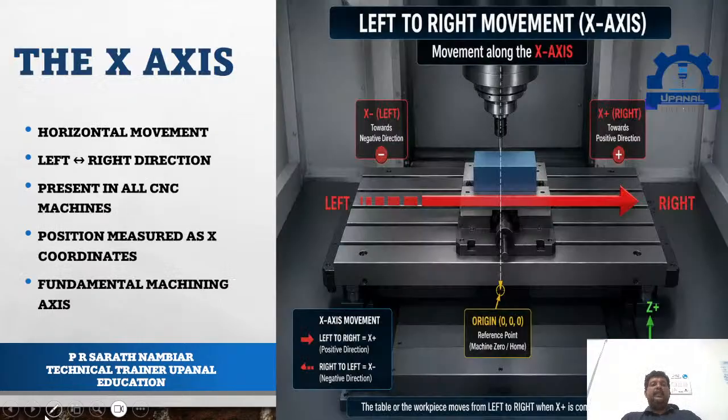Let's begin with the first axis, the x-axis. It is the most important axis in any CNC machine. It represents the horizontal movement. Depending on the machine design, the movement may occur through table movement, saddle movement, or spindle movement. The important thing to remember is that the x-axis always represents a specific horizontal direction within the machine coordinate system.